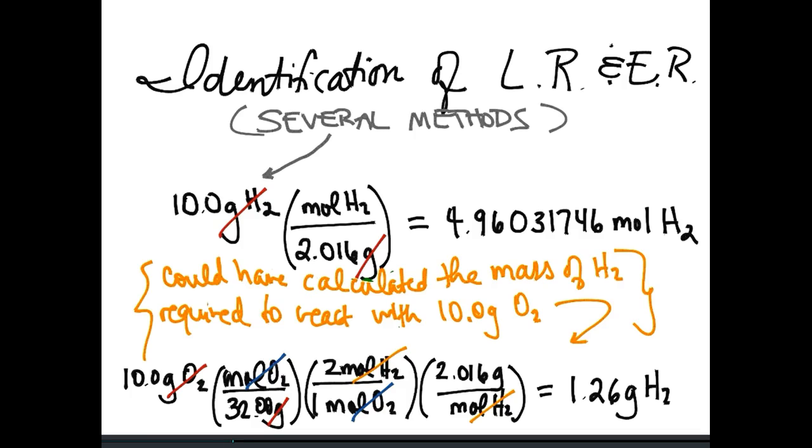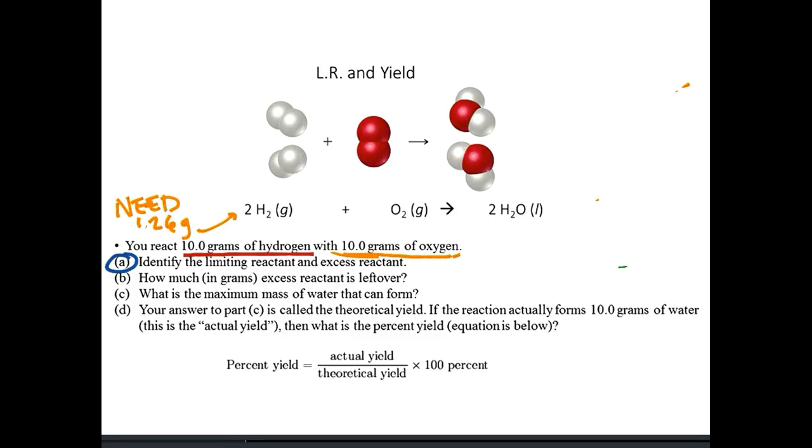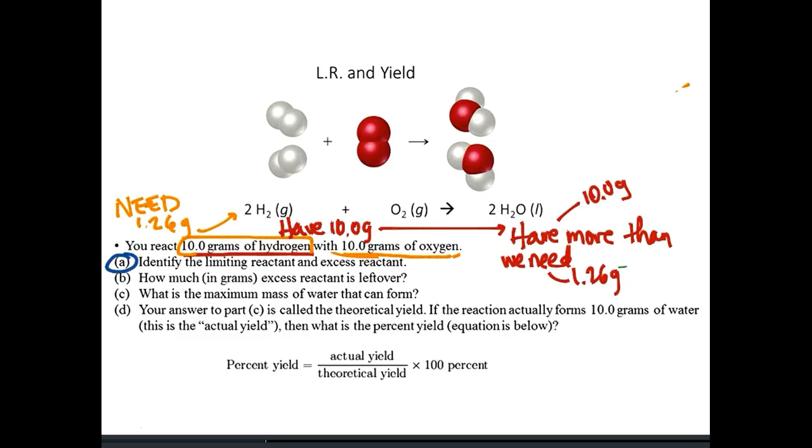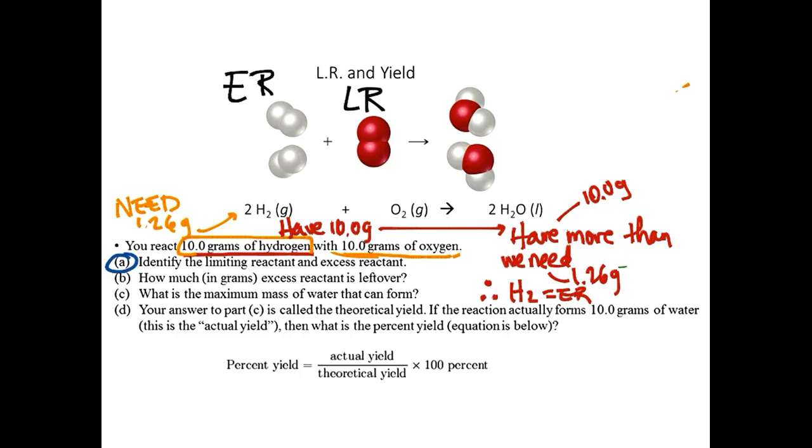And then you're going to, just like before, compare the mass that you need to the mass that you have. So you need 1.26 grams, but you have 10 grams, which means you have more than you need. So that means that hydrogen in this problem must be the excess reactant. So you should get the same answer no matter which way you go. And we do, right? We determine that hydrogen is the excess reactant because we have 10 grams, but we only need 1.26 grams. So hydrogen is excess reactant, oxygen is the limiting reactant. You should get the same answer regardless of which reactant you choose.